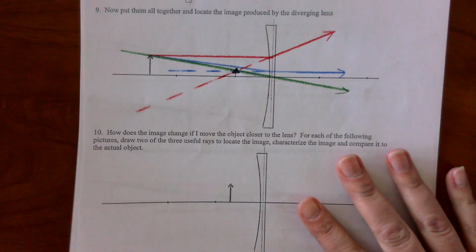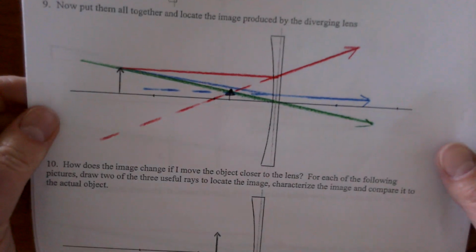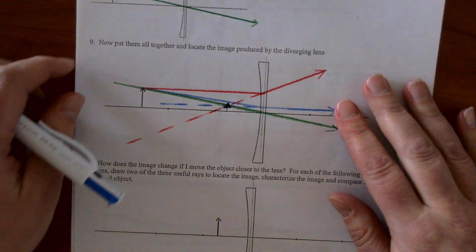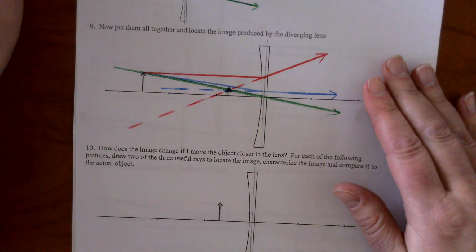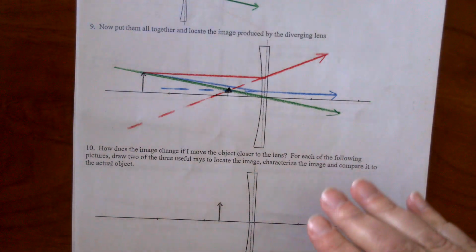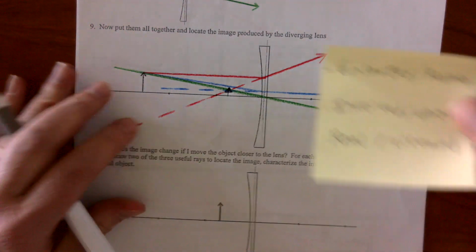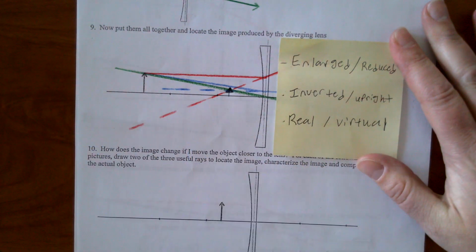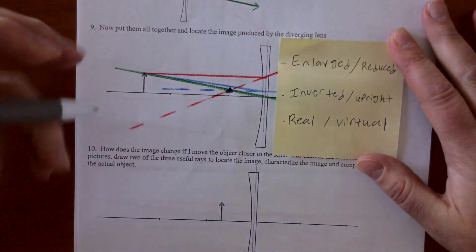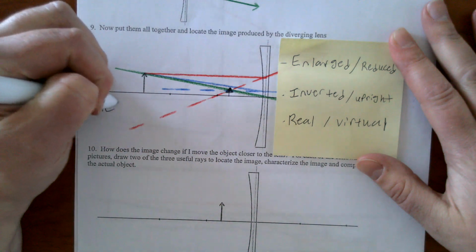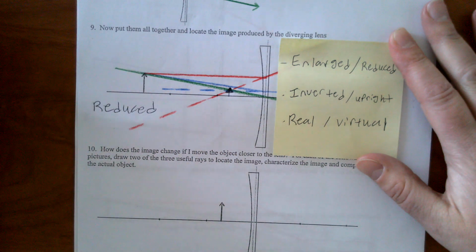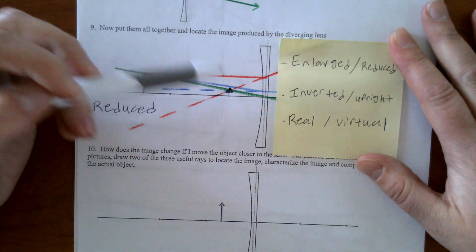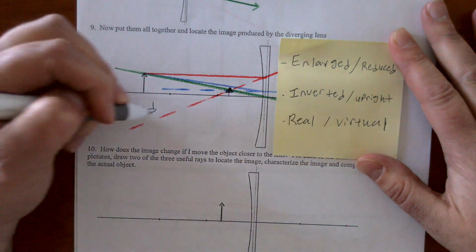Okay. Same as before, we can use our three pairs of words to describe the image. Is it bigger or smaller than the original? It is smaller, so it is reduced. Is it right side up or upside down? It is right side up, so it is upright.